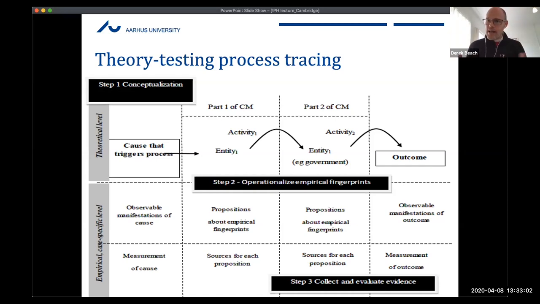And in theory testing, after you have that theory conceptualized, you would say, okay, if this theory holds, if these activities are taking place in this case, what are the fingerprints that we would expect it to leave? Those would be what you could call propositions, or propositions about fingerprints or observables. The terms mean the same thing. And then we would actually go out and, at the empirical level, collect empirical material and evaluate its evidential value in relation to being able to infer that the activities that we had theorized as the links actually took place.